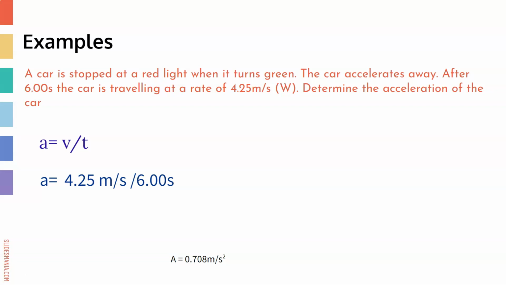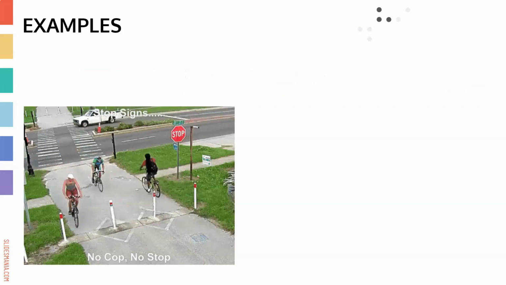If that confuses you, just start with a equals v over t. We're going to plug everything into our formula. So 4.25 meters per second is divided by 6 seconds. If you plug that into your calculator and divide the two, you should get 0.708 meters per second squared. Now, in this case, acceleration is in meters per second squared, not meters per second, not kilometers per hour. We're going to go with meters per second squared, as you'll see as we move through a couple more examples.